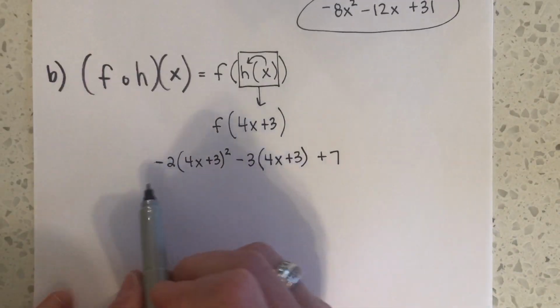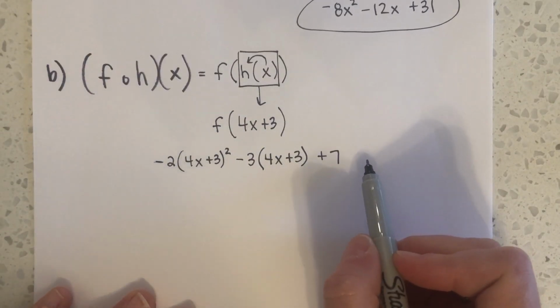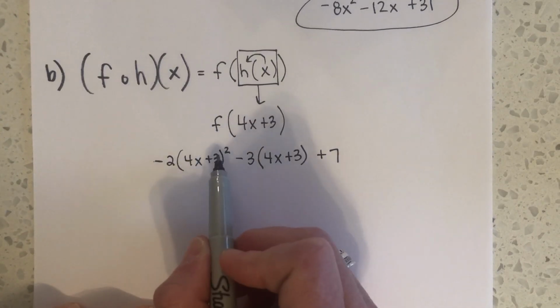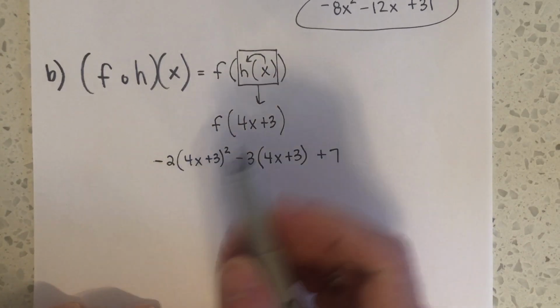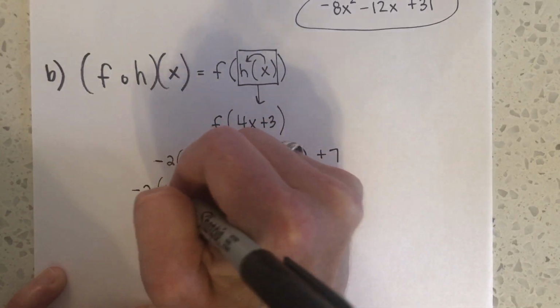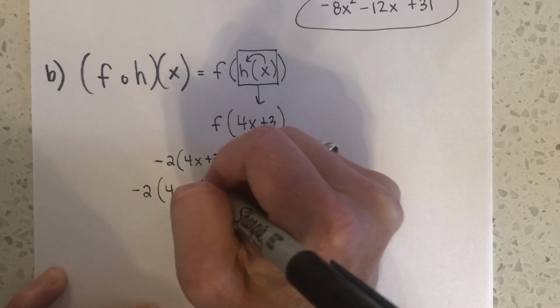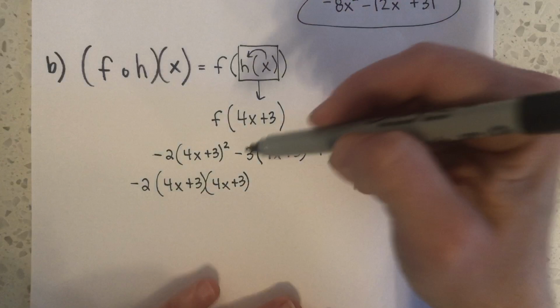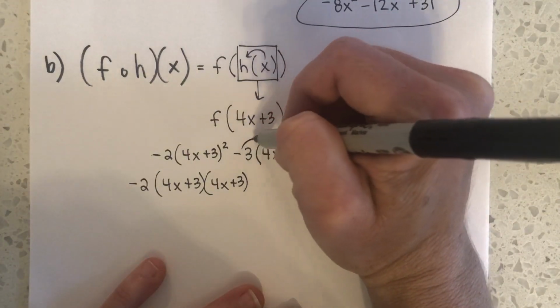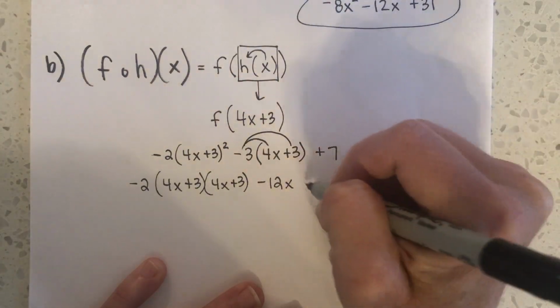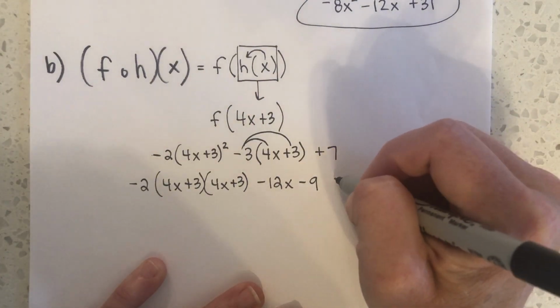So guys, we have to clean all this up to be done. So first of all, we never multiply before we square. So I have to square first. And the square is only on this parenthesis. So that's going to be negative 2 times, in order to square this, I have to write it twice. So 4x plus 3 times 4x plus 3, right? I can distribute this right now if I want to. So that's going to be negative 12x minus 9, and then bring down the plus 7.